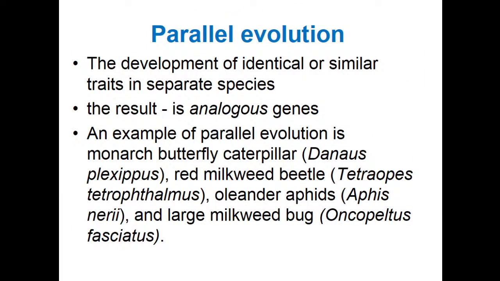The next type of evolution is parallel evolution: the development of identical or similar traits in separated species. The result is analogous genes. An example of parallel evolution is the monarch butterfly caterpillar, Danaus plexippus, the red milkweed beetle, Tetraopes tetraophthalmus, oleander aphids, Aphis nerii, and the large milkweed bug, Oncopeltus fasciatus.